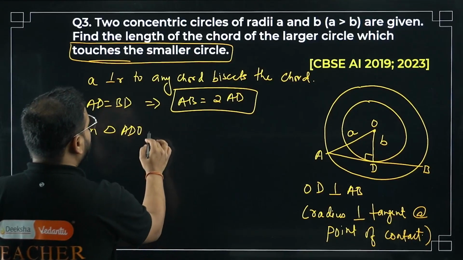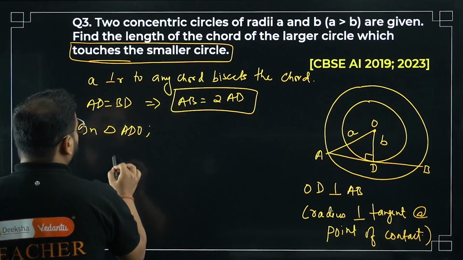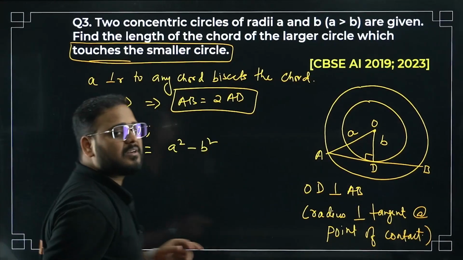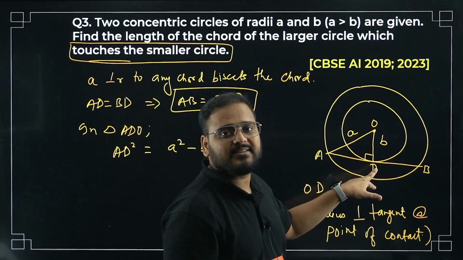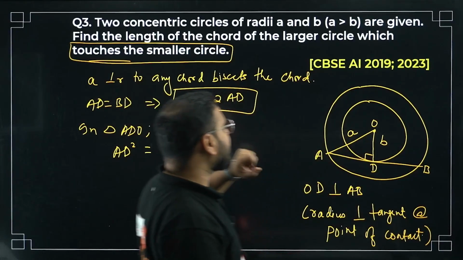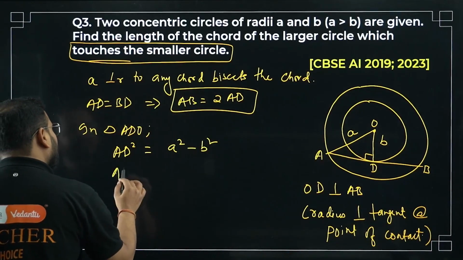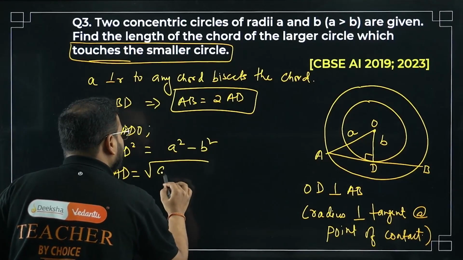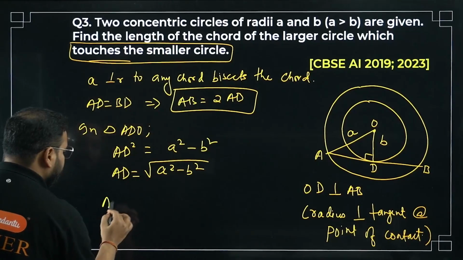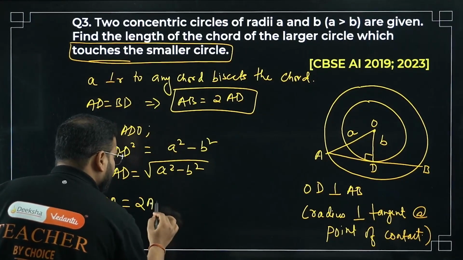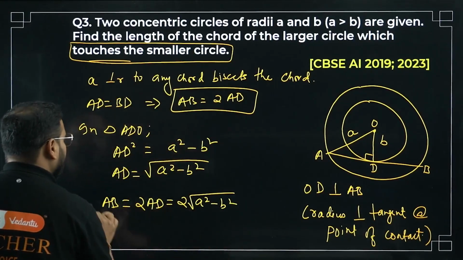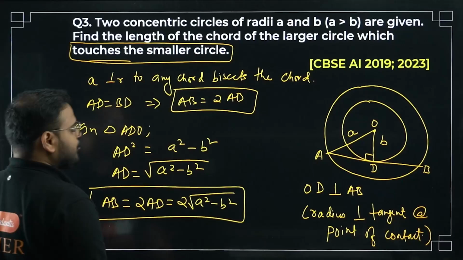What do we have, bacha, from Pythagoras theorem? We have AD square is equal to OA square minus OD square. How come, sir? Hypotenuse square minus one of the sides of the right angle triangle. So OA square minus OD square, which is A square minus B square. That makes the length AD the root of A square minus B square, which makes the length AB twice of AD, twice the root of A square minus B square, which is what the answer is going to be.